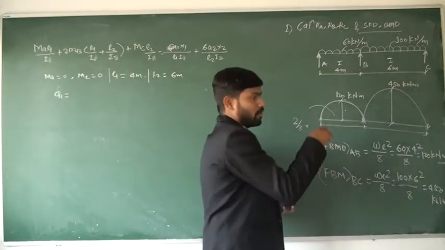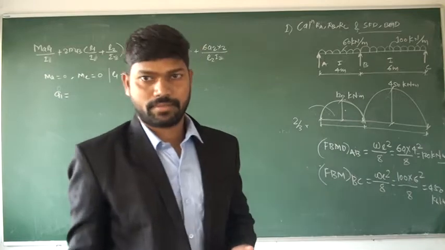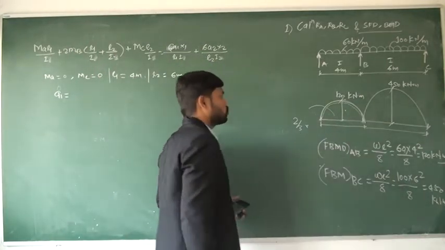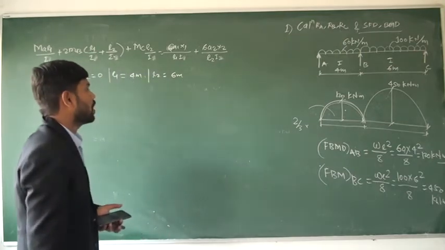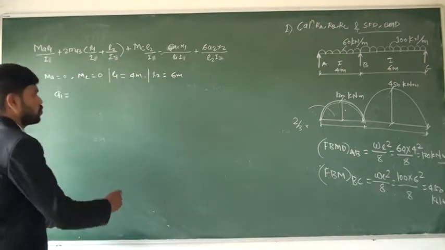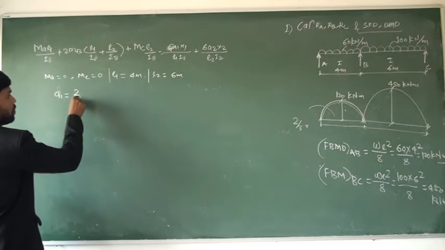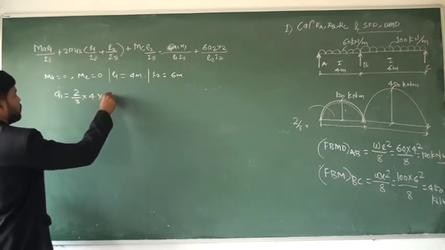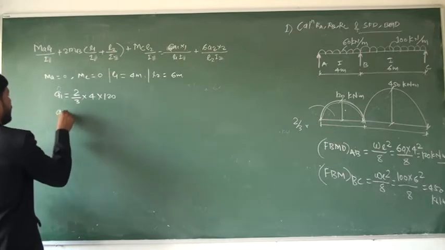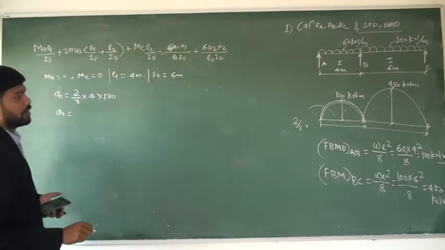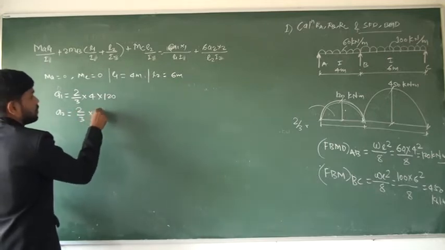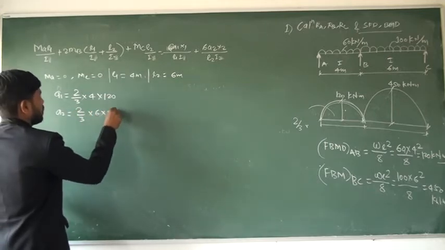So area of parabola will be 2/3 of base into apex. Okay, area for this parabola is 2/3 of base into apex diameter. So A1 is 2/3 of base for the first 4 meter span and it is 120, and A2 again is the same, 2/3 into 6 into 4.